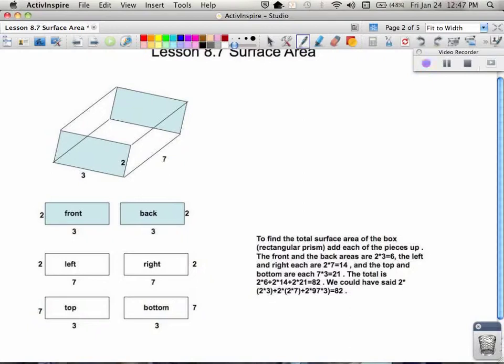And since they're all rectangles, what I did is I just found the area of each of the rectangles and I added them all up. So for example, the front and the back both have areas of 6. In the second row, the left and the right each have areas of 14. And then the tops and the bottoms each had areas of 21. If I add all of those things up, I get a grand total of 82 for my area. Again, don't forget that area is in square units, so if this was meters, we would have said 82 meters squared, so on and so forth.